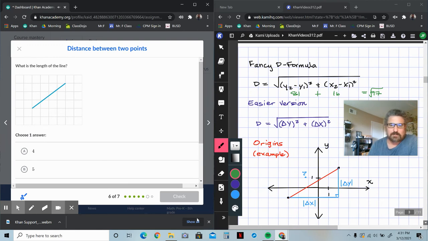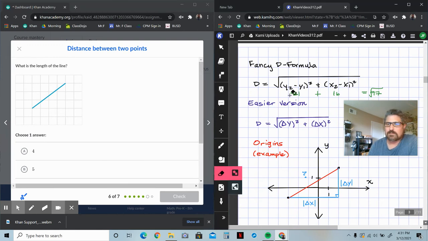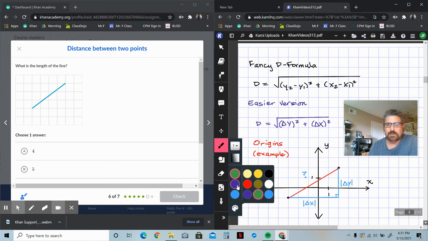Okay, here we're going to identify the number of unit lengths for the legs, and then use that to find the hypotenuse. Okay, so 1, 2, 3, 4 by 1, 2, 3. So the change in the y direction is 3. The change in the x direction is 4. It's going to be 3 to the second power plus 4 to the second power, and then take the square root of all of that.